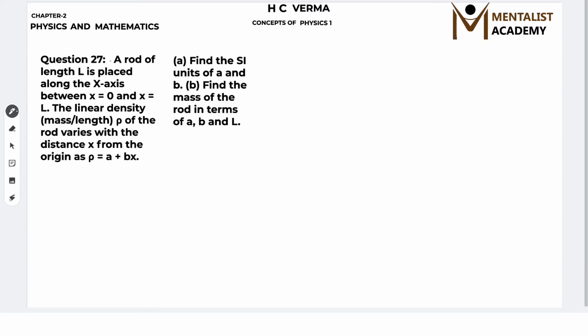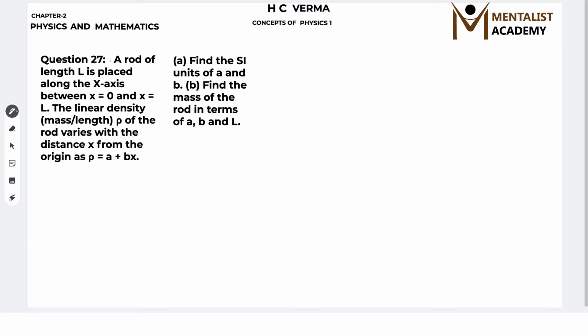We are doing question number 27 from H.C. Verma Concepts of Physics 1 book, chapter number 2, Physics and Mathematics. According to the question, a rod of length L is placed along the x-axis between x equal to 0 and x equal to L. The linear density rho of the rod varies with the distance x from the origin as rho equal to a plus bx. We have to find the SI units of A and B and also the mass of the rod in terms of A, B and L.